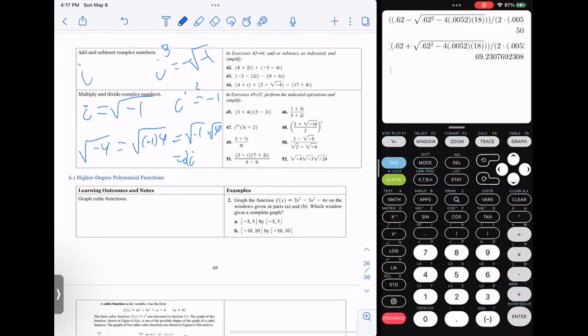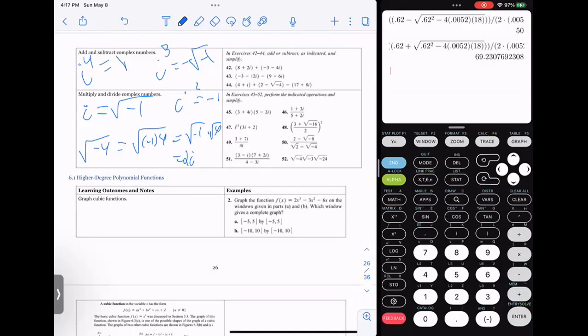Now i to the 4th is where you have the square root of -1 four times multiplied by itself. So that's the same as i squared, right? So that's just +1.